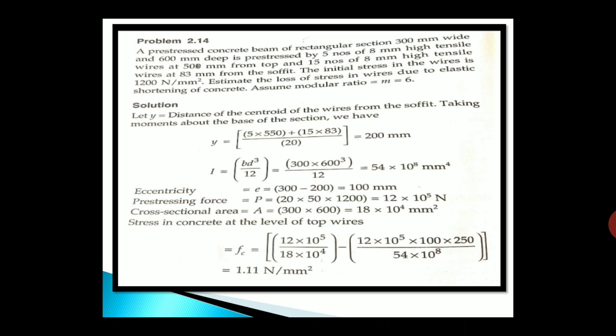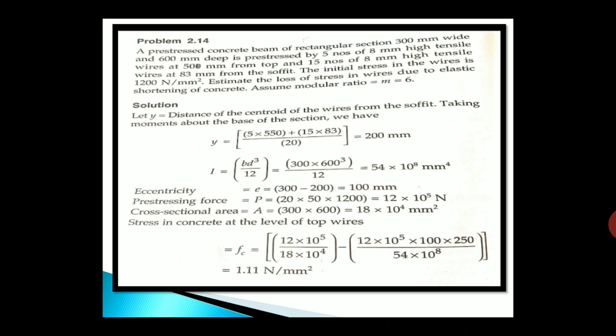Again I am reminding you of the term A, which is pi by 4 into 8 square, because all wires are of 8 mm diameter. That term will come in the numerator as well as the denominator. Hence we are not taking it in the calculation. Only we are going with the number of wires and the distance with respect to the bottom. Therefore we get y as 200.